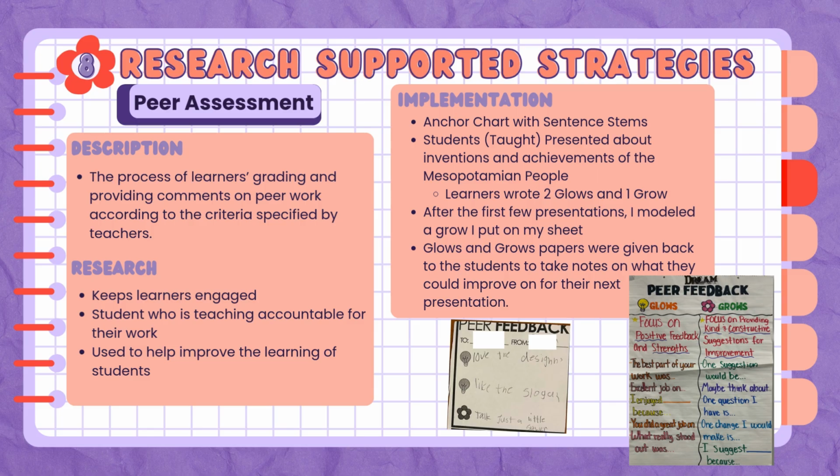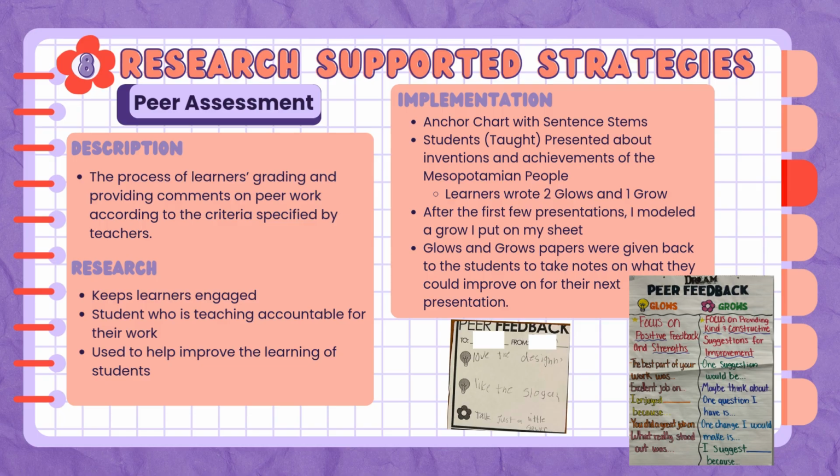Peer assessment refers to the process of learners grading and providing comments on peer work according to the criteria specified by teachers. Peer assessment is used to help improve the learning of students. One way I used peer assessment in the classroom is allowing peers to give scores to the student or students who were teaching them. Some teachers allow peers to also write glows and grows for positive things they did well and things that they could improve upon.